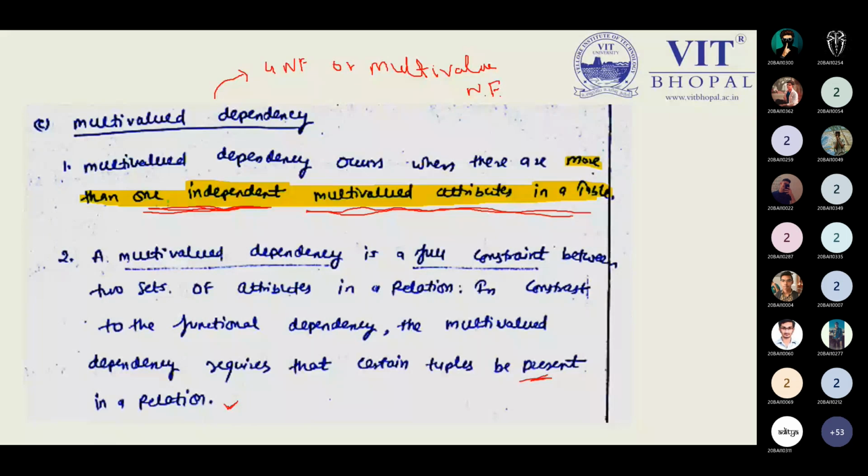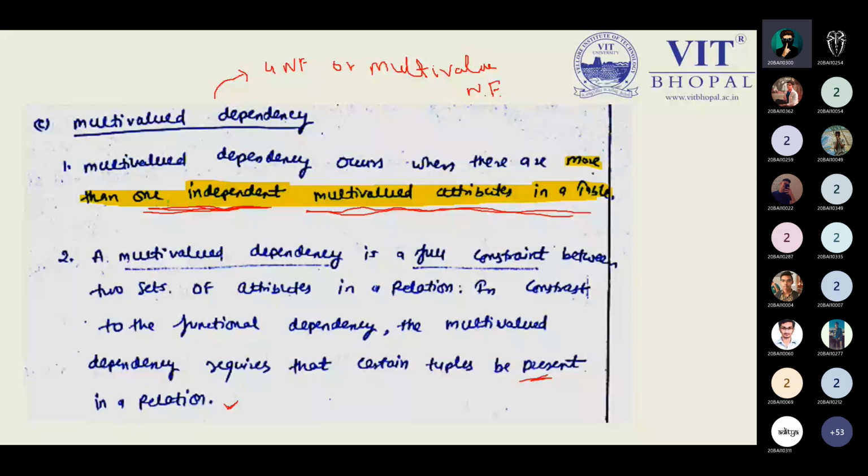So look at its definition. Multivalued dependency occurs where there are more than one independent multivalued attributes in a table. I'm saying it once again, just look at my highlighted points over here: more than one independent multivalued attributes in a table. And what is a multivalued attribute? You have remembered all these definitions. We have seen this concept in the types of attributes: composite attribute, multivalued attribute, single attribute, if you remember.